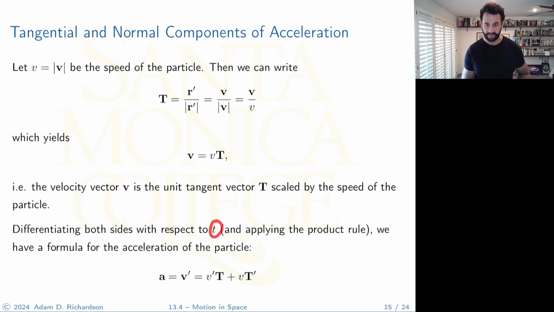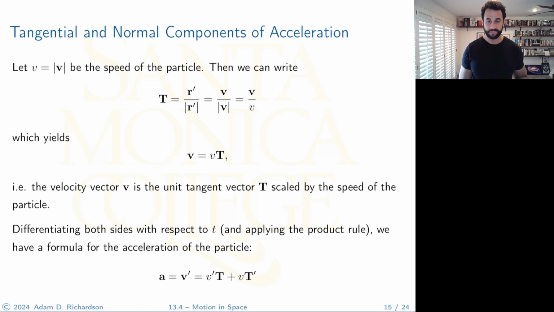We're differentiating with respect to t. Remember that regular v and bold T are both functions of the parameter, little t. So that means we have to use the product rule. We have a product of two functions of, we'll say, time. So when we compute the derivative and differentiate this vector, we're going to get this formula. Acceleration is v prime T plus v T prime. So here is a formula for the acceleration right here.